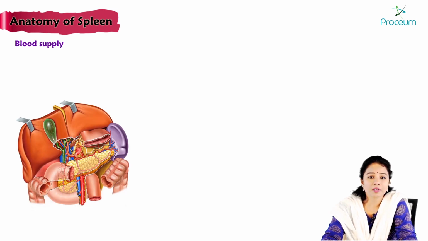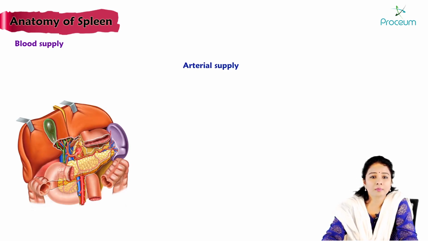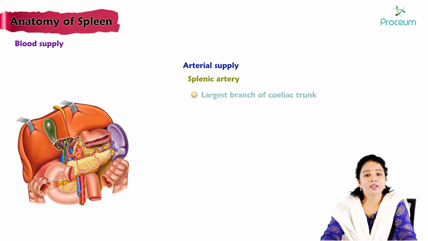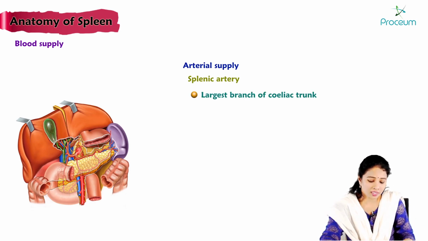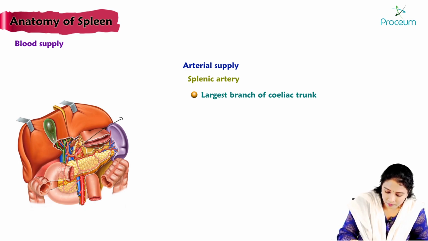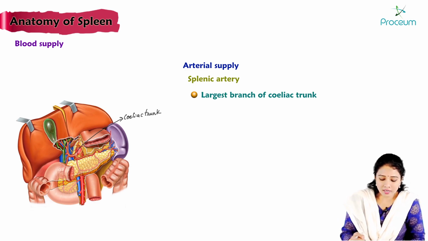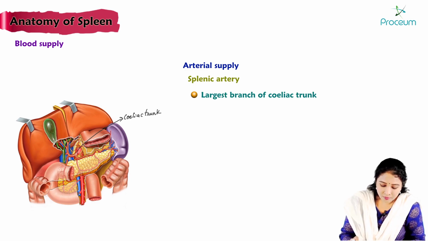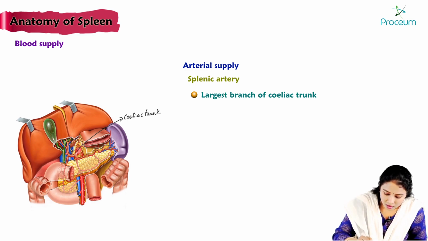Blood supply of the spleen. So the main arterial supply is by the splenic artery, the largest branch of celiac trunk. So here is the celiac trunk. Celiac trunk arises from the abdominal aorta. So we can see this tortuous artery is the splenic artery.